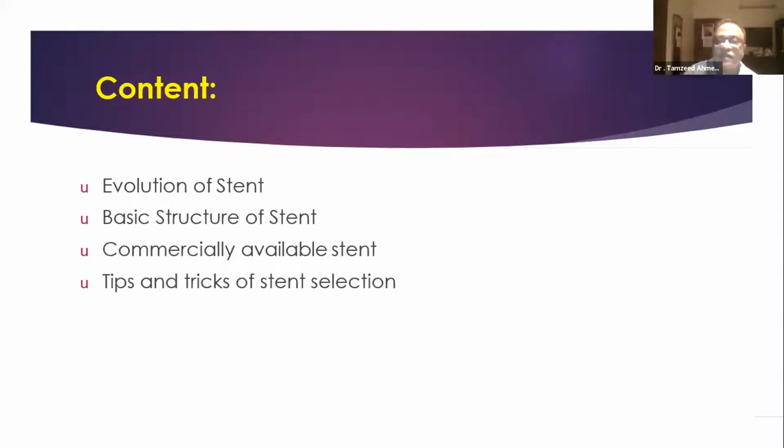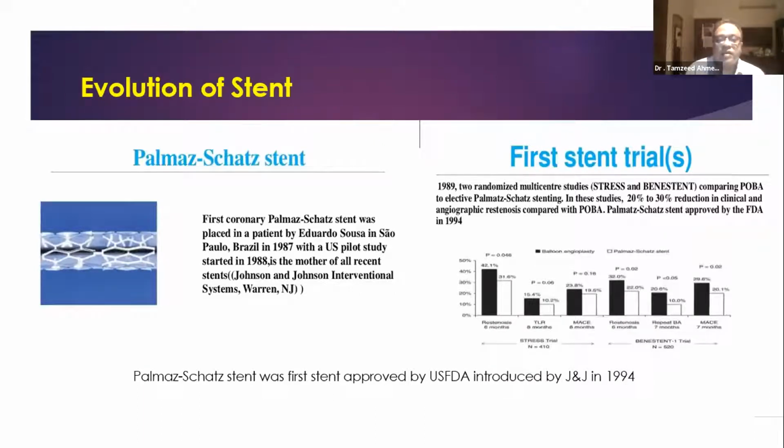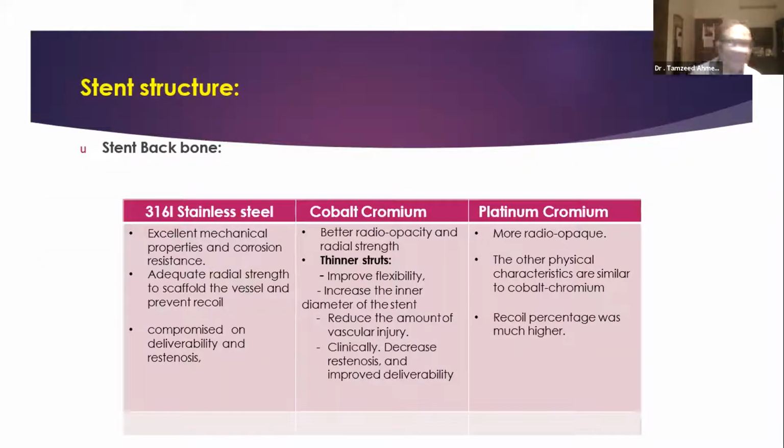So let's start from when did the first stent happen? It was a Palmaz stent, first deployed by Eduardo Sousa in Brazil, 1997. Then of course, two major randomized studies were conducted comparing balloon angioplasty to Palmaz stent. It was found that there was about 30% reduction in restenosis in stented patients compared to plain balloon angioplasty. Also, there was significant reduction in TLR, that is target lesion revascularization, and MACE, major adverse cardiac events, among patients who had stent implanted. Palmaz stent was the first stent approved by US FDA, and it was introduced in 1994. That's the beginning of the journey of stent.